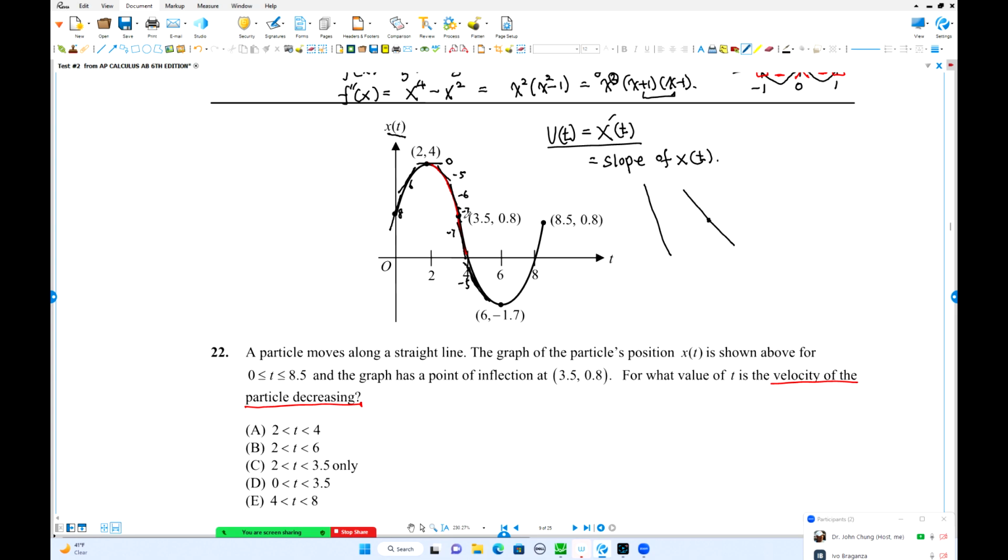Okay. But after this point, negative 7 and negative 5, which number is greater? This number is greater, okay? Negative 5 is greater than negative 7, isn't it? Right? So velocity is increasing, right? Velocity is increasing. Are you okay with this?